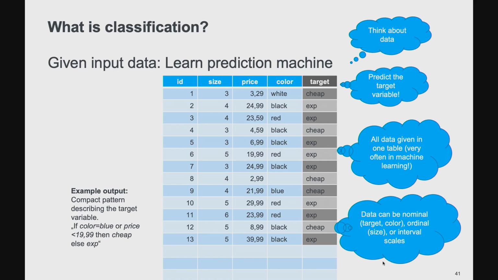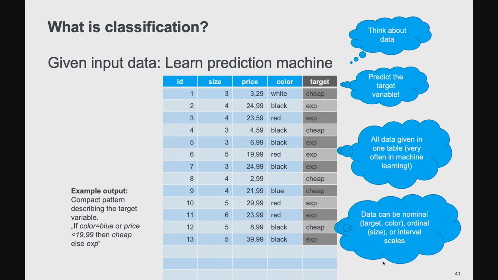Then, what do you have to think about? You have to think about your data. Data can be nominal. For example, color in this example would be nominal. That means you have different categories, like black, red, blue. There's no ordering between them. It's not that black is better than blue or red. Well, I know some people for whom black is always the best color, but that's a different story. So it's nominal. There's no ordering in that.